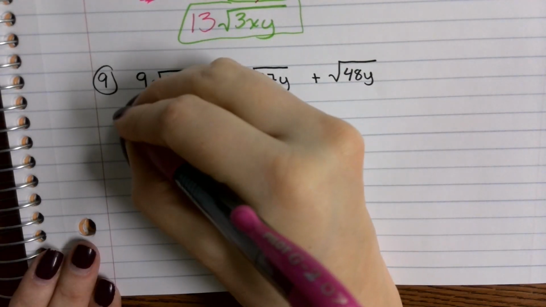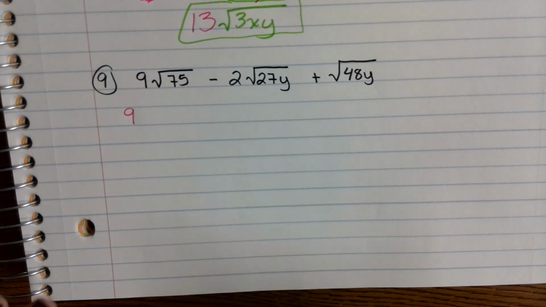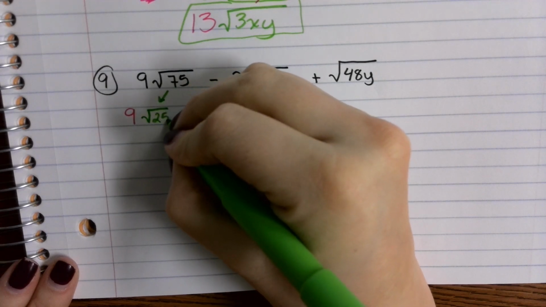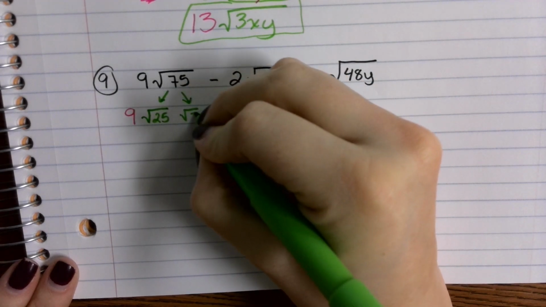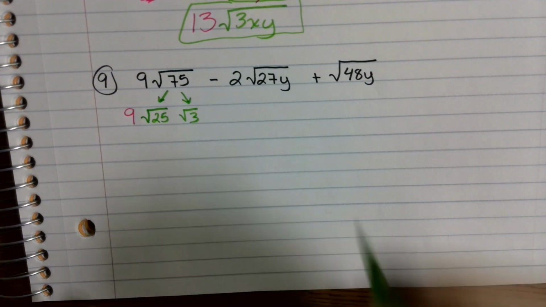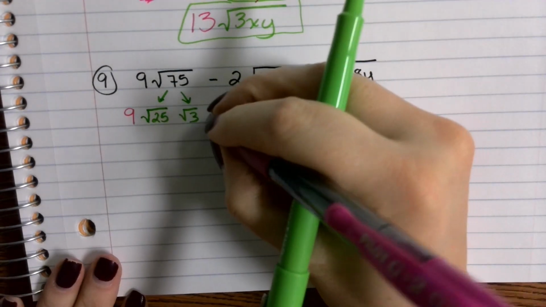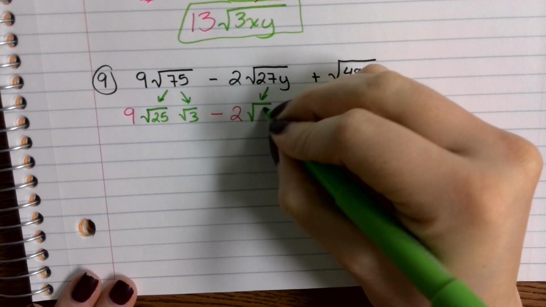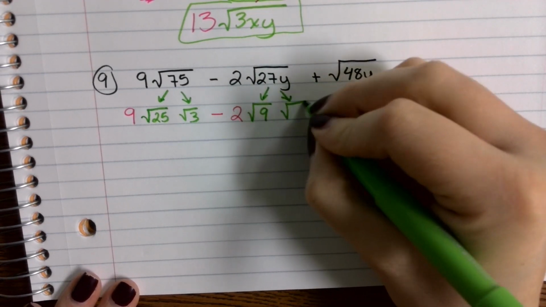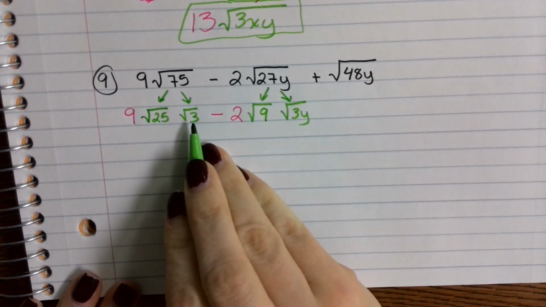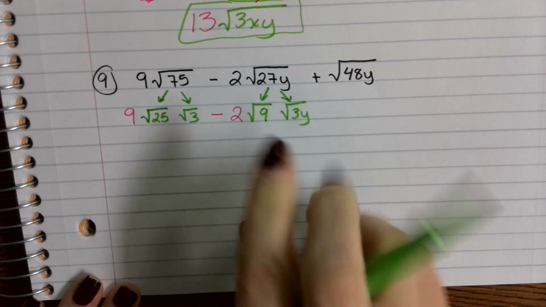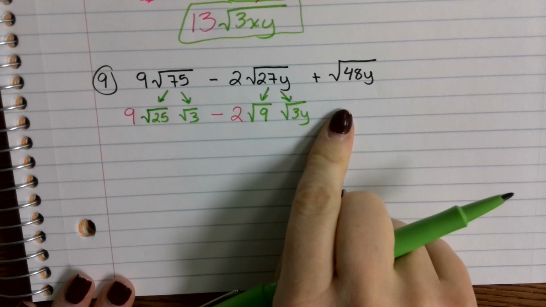Again, we have that 9. It's already outside of the root. We can break 75 up into the square root of 25 and the square root of 3. Then we have a minus 2. Break the 27 up into the square root of 9 and then the square root of 3y. Notice that the square root of 3 and the square root of 3y are not the same. One of them has a variable and one of them doesn't. Therefore, you cannot combine those together.